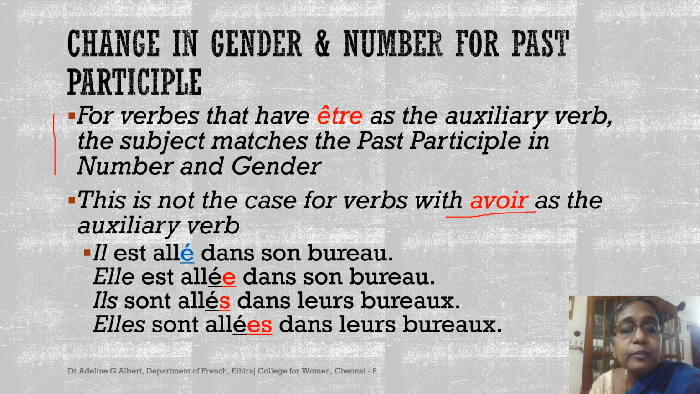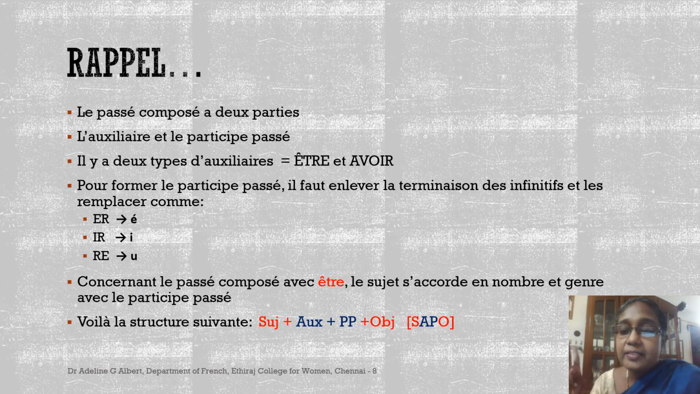Il est allé dans son bureau. Masculine, no change. Elle est allée dans son bureau. Elle has an extra e. Ils sont allés dans leur bureau. Plural, there's an extra s. And elles sont allées dans leur bureau. There's an extra e and there's an extra s. Alright? Rappel. Second reminder. Le passé composé a 2 parties. The past tense has 2 parts. These 2 parts are the auxiliary et le participe passé. There are 2 types of auxiliary, remember, être and avoir.